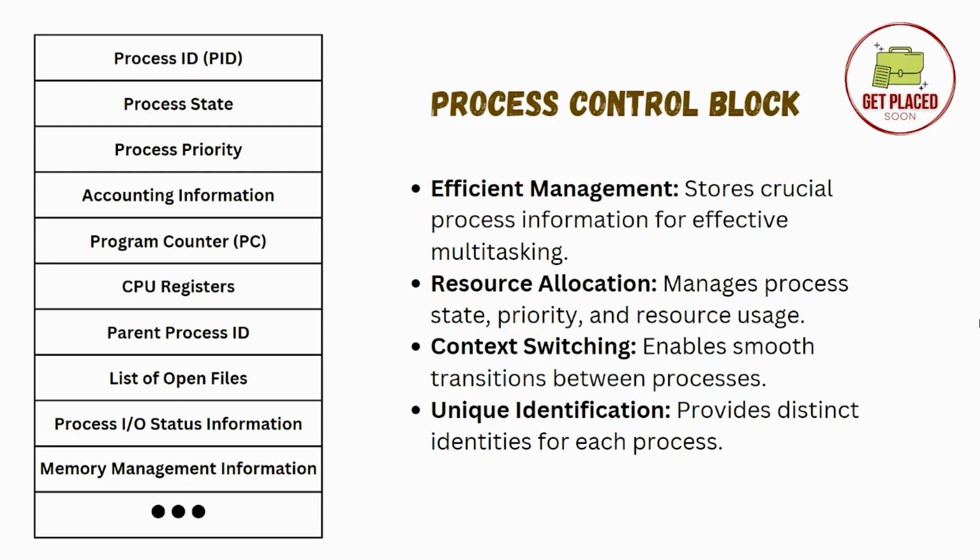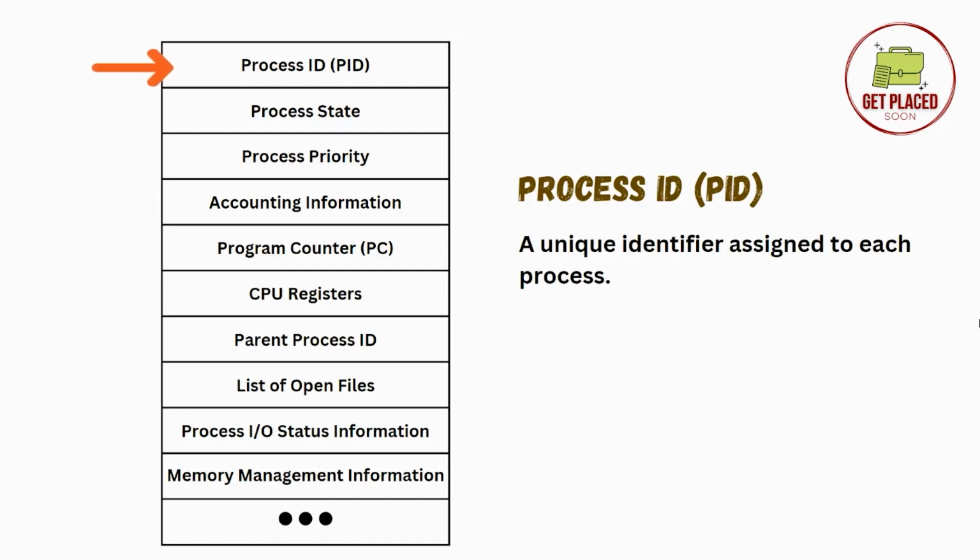The fourth thing is unique identification. It provides a distinct identifier for each process, that is called process ID. So in order to not get confused, unique identification is very important. Now let's go through each one of the components of PCB and understand what they are. The first thing we have is process ID, a unique identifier assigned to each process. Just like we have our Aadhaar number or PAN card or some college ID, every process has its own ID. It's in short known as PID.